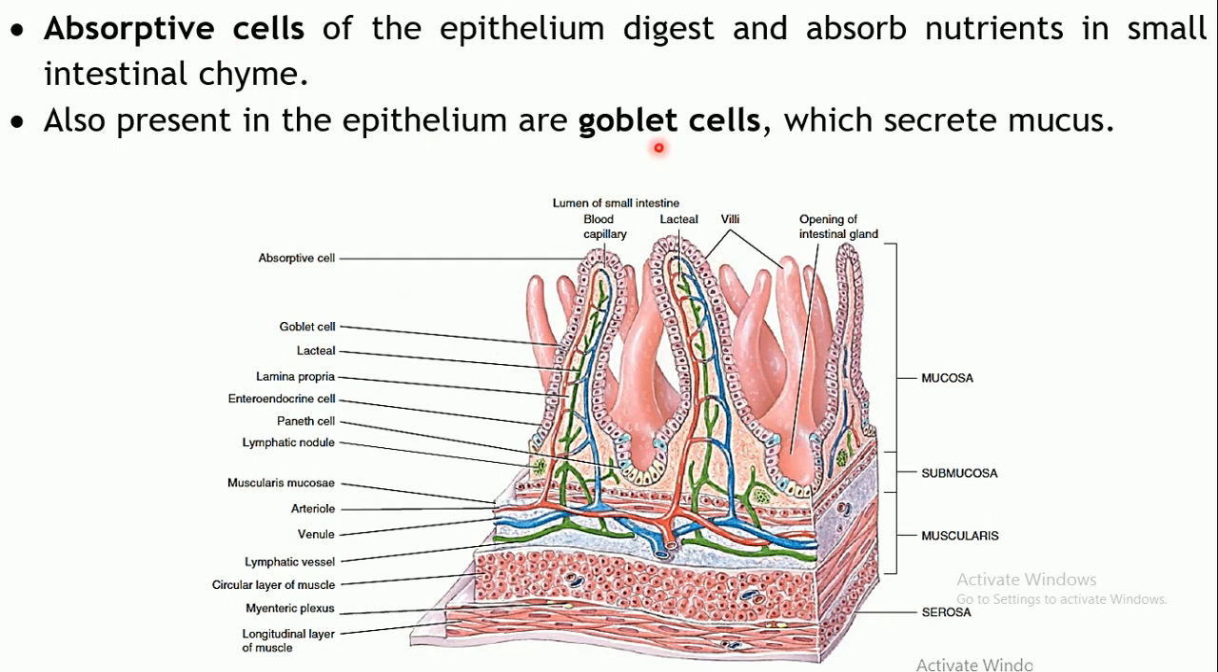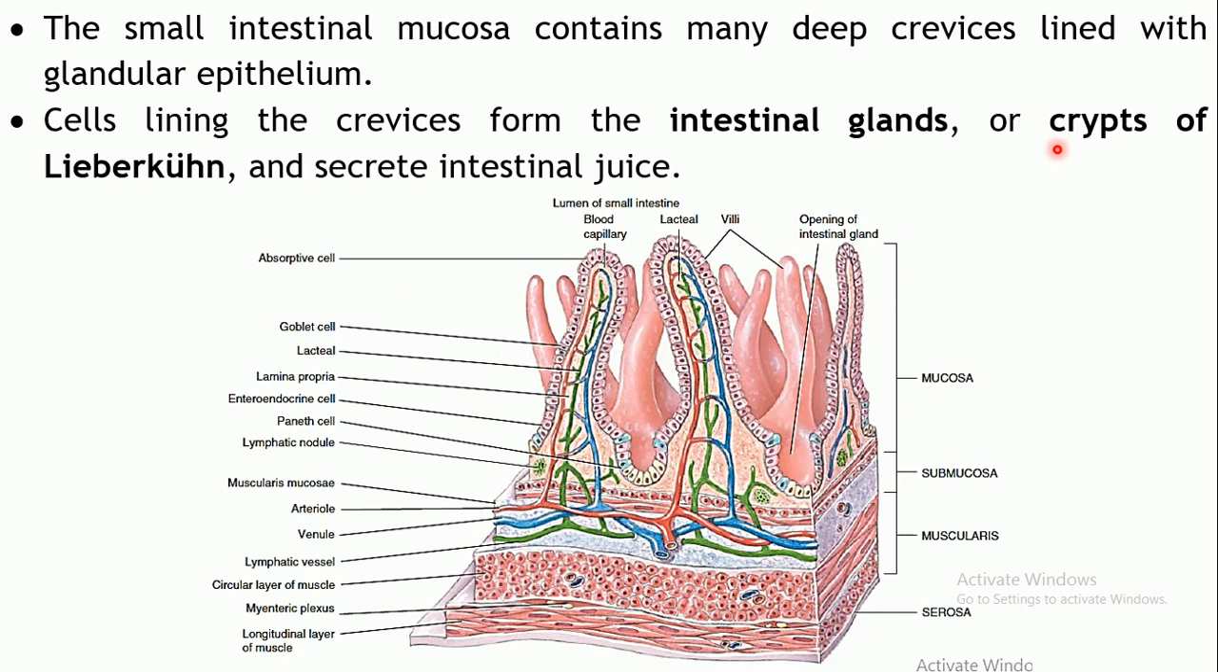Then another type of epithelial cells are also present. These are called as goblet cells. Goblet cells, what is the function? They secrete the mucus which helps in the lubrication. Then apart from this, there are several deep crevices which are present into the lumen of the intestine, and these crevices are lined by the glandular epithelium.